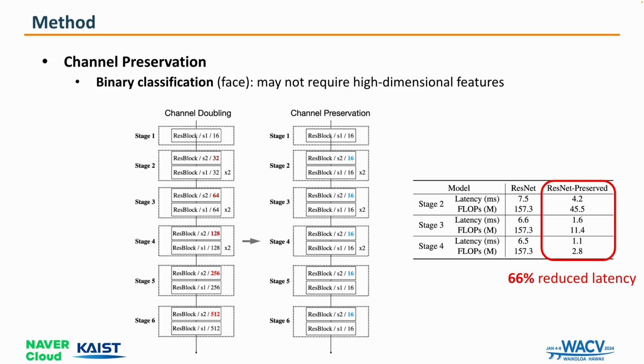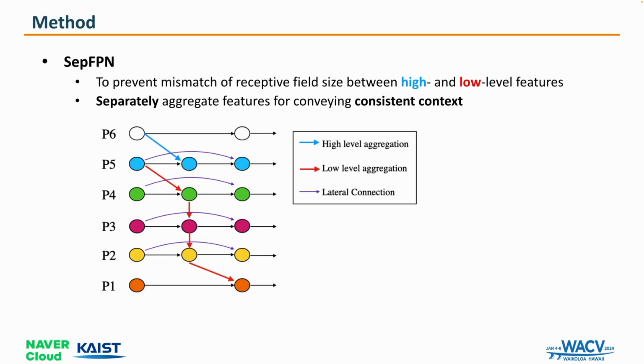To improve the detection performance for small objects, Feature Pyramid Network, FPN, is widely adopted. FPN propagates the context of high-level features from deep layers into low-level features from shallow layers. However, we assume that a significant disparity of receptive field size among the high and low-level features can lead to performance degradation when aggregated. To address this, we ensure that high-level features are aggregated solely with other high-level features, while low-level features are exclusively combined with other low-level ones, conveying consistent context.